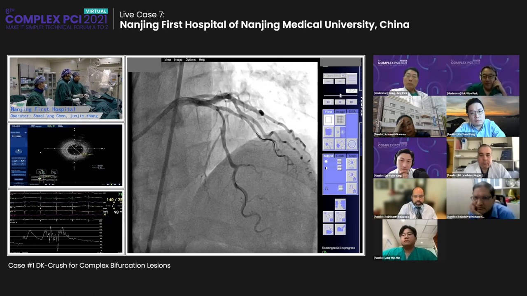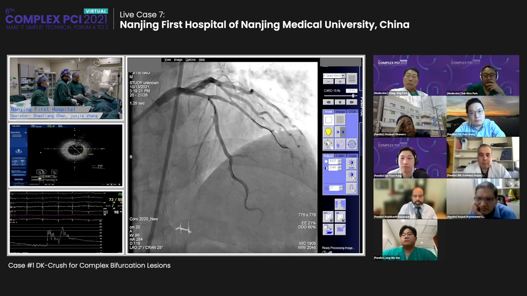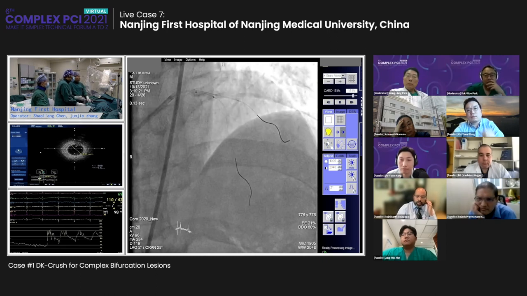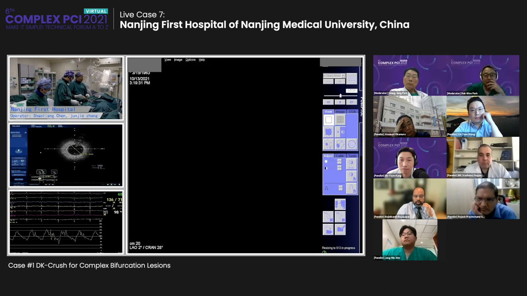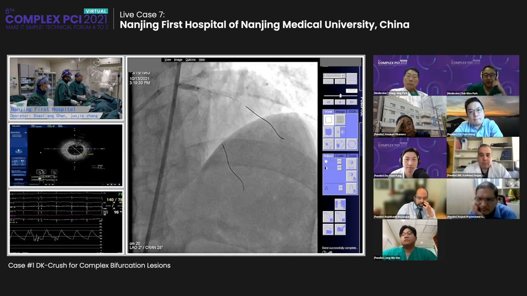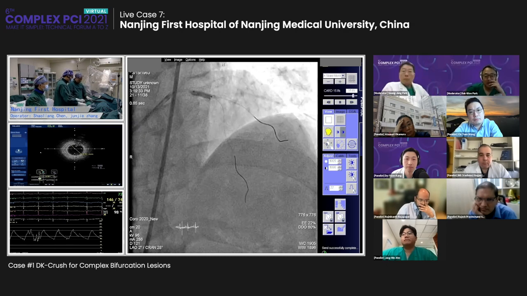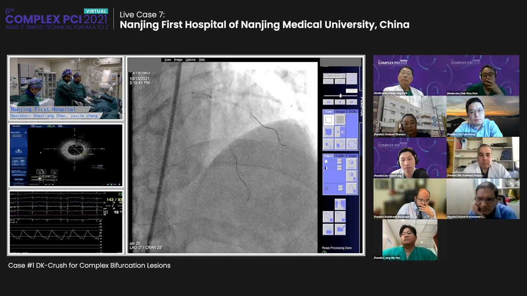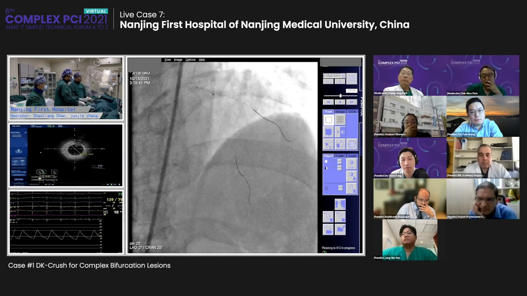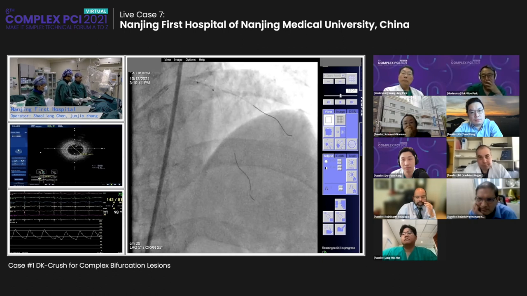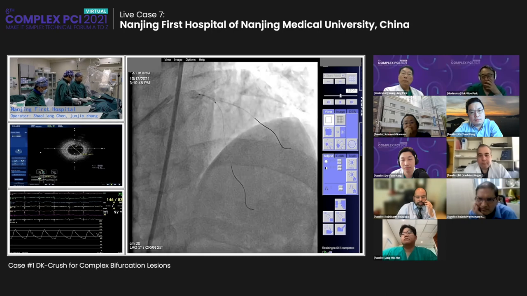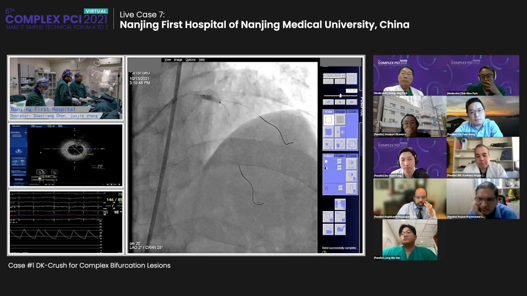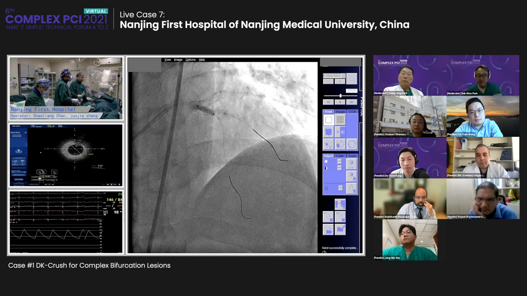Okay. So you can see this mark is very close to the carina. I think it's a good position. Okay, inflation 9. This is 3.5. Okay, done. But you can find that during the inflation of the balloon, the device slightly moved back. So I have to do it a second time, starting from 6, 9. Okay, I think this is a very good position. Done.